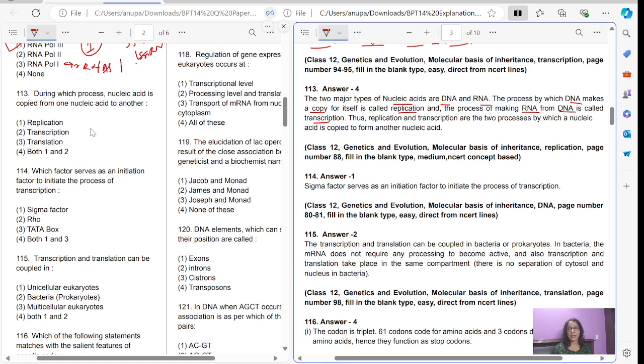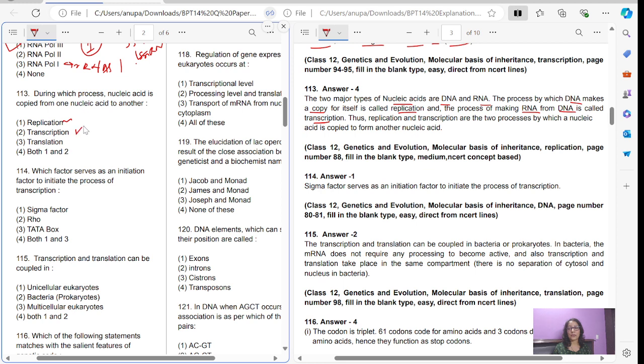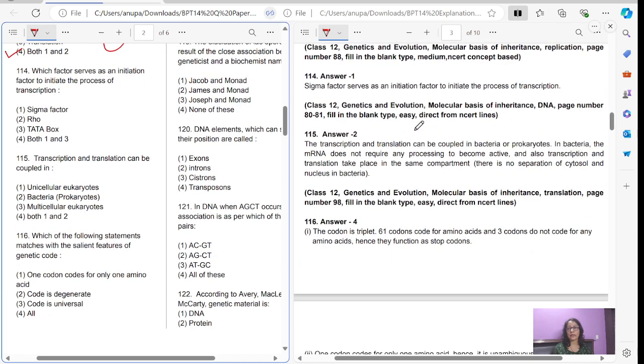Thus, replication and transcription are the processes by which a nucleic acid is copied from one nucleic acid to another. So the answer for this question will be option number 4, that is both 1 and 2, meaning both replication and transcription are processes by which one nucleic acid forms another. Now let's move to the next question, question number 114.